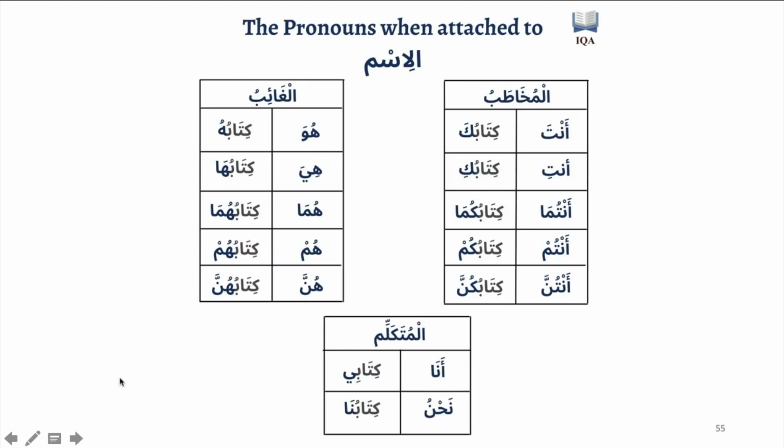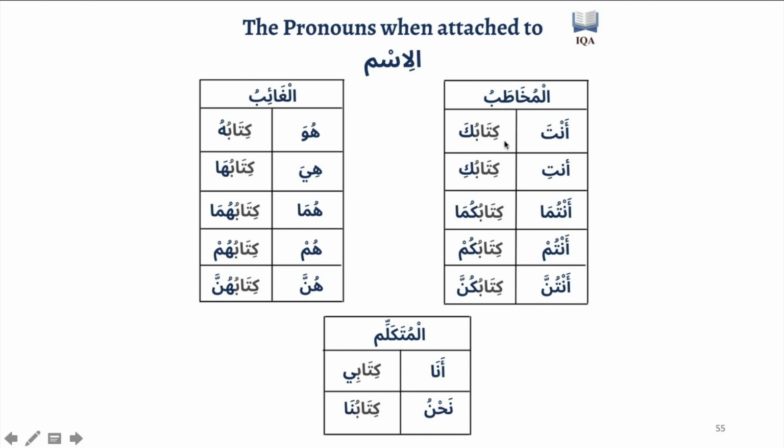When a pronoun gets attached to an ism, it looks like this. For huwa, it becomes hu: kitabuhu, his book. For hiya, it becomes ha: kitabuha, her book. For huma, it stays the same: kitabuhuma, their two books. Hum stays the same: kitabuhum, their book, masculine. Hunna stays the same also: kitabuhunna, their book, feminine.